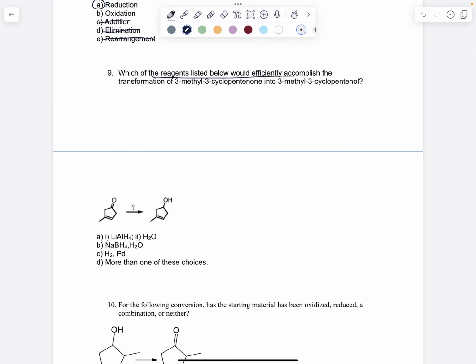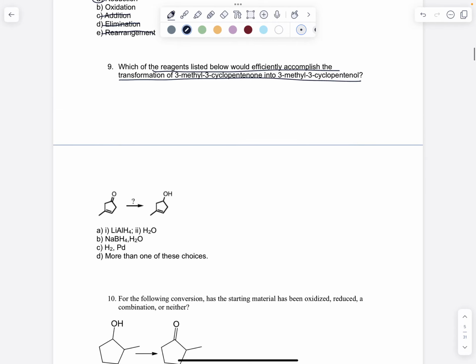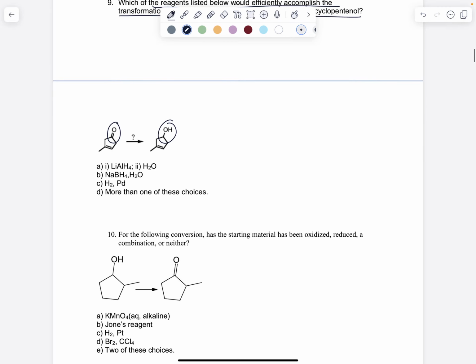Which of the reagents listed below would efficiently accomplish this transformation? So again, I'm thinking we're in our oxidation reduction stage and we go from a ketone to an alcohol. That's the only transition I see, so this is a reduction reaction. And it's a ketone, which means it could be reduced by NaBH4. I don't know why I said NaH. NaBH4 or LiAlH4.